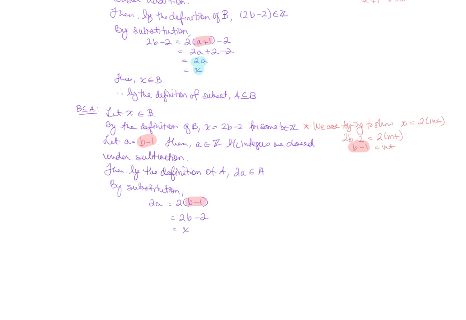So we said that back here. So here's our 2B minus 2, and here's our X. So we started with an X that was in B, and now our X is in A. We'd say thus, X is in set A. And therefore, by the definition of subset, B is a subset of A.